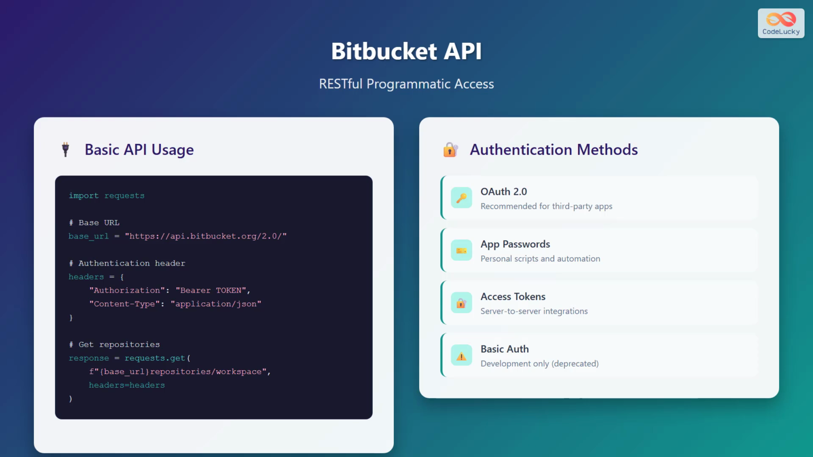Bitbucket supports multiple authentication methods depending on your use case. OAuth 2.0 is the recommended approach for third-party applications as it provides secure, token-based authentication. App passwords are suitable for personal scripts and automation tasks where you need programmatic access. Access tokens work well for server-to-server integrations and automated systems. Basic authentication using username and password is deprecated and should only be used for development purposes. Understanding these authentication methods and when to use each one is crucial for implementing secure integrations.